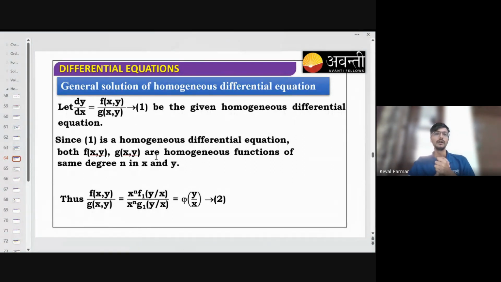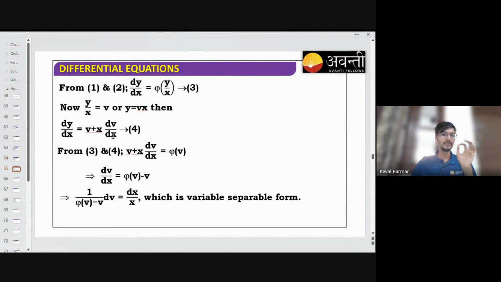So how do we solve the homogeneous differential equation? Here we saw this is a homogeneous differential equation, which means this will be a function of y by x. So the main thing is to substitute y upon x equal to v, or y equal to vx. This is the main thing.